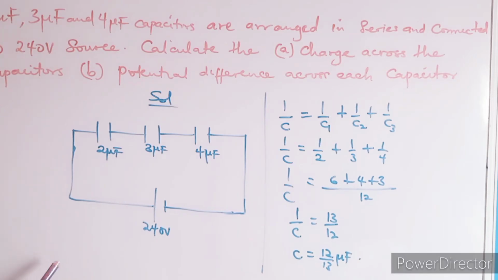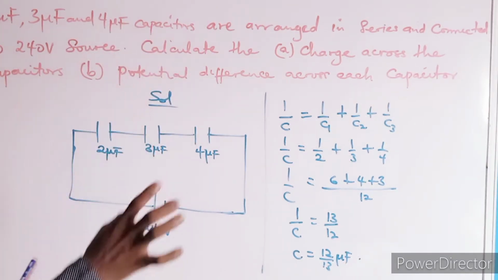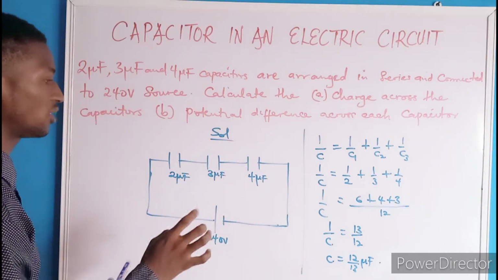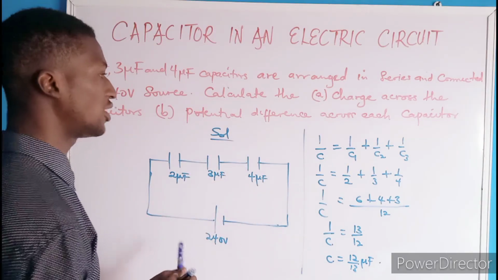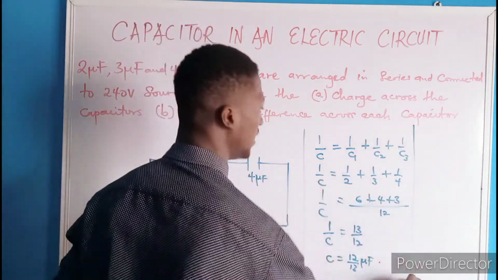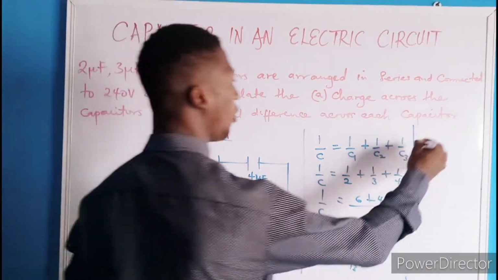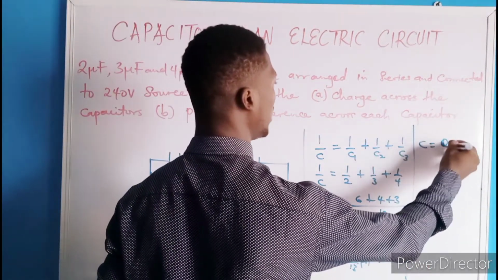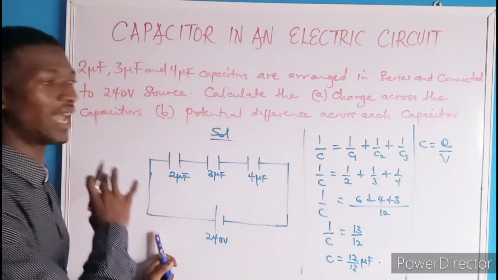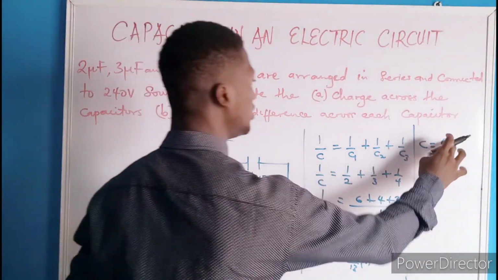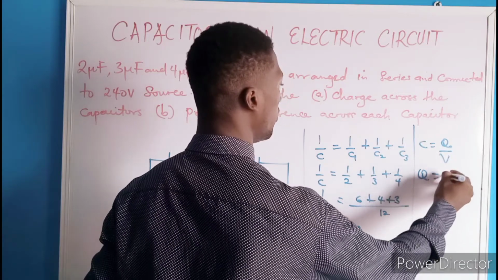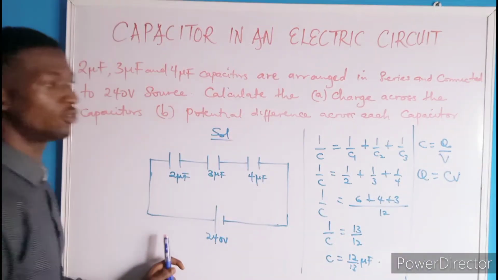12 over 13 microfarad. Now what they've asked us to calculate is the charge across each capacitor. How do you determine the charge? In order to get the charge, our C is equal to charge over the potential difference that runs across everything. Now the charge can be said to be CV.